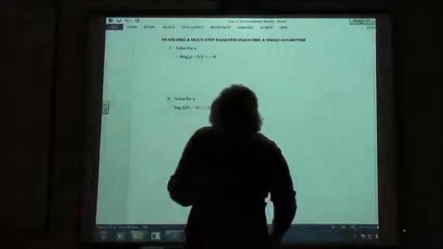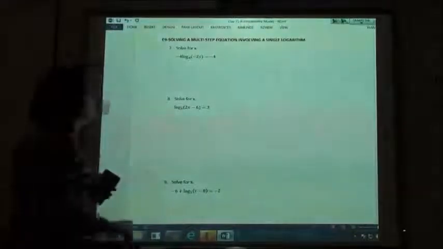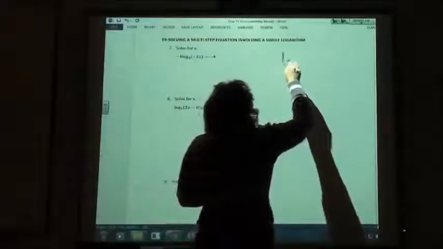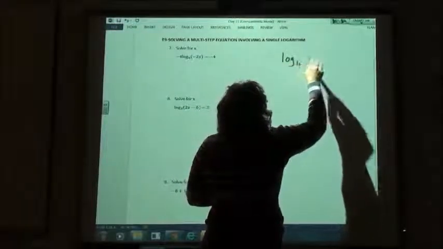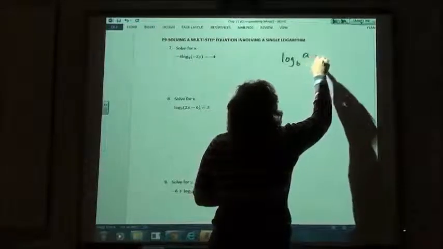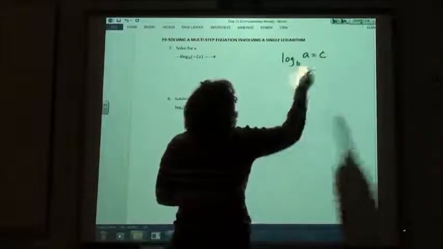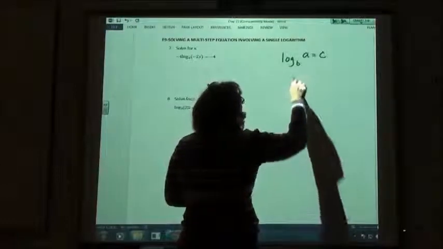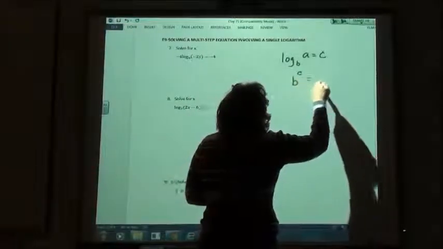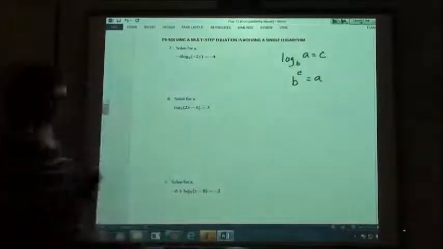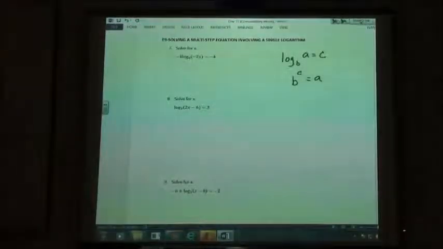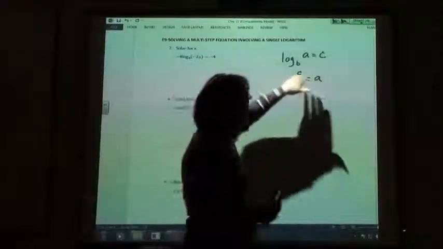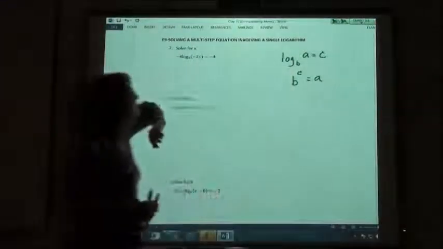Now these ones here are going to do that thing you did with Jane. You had this: log base b of a equals c. And so you rewrote it in exponential form as b to the c power equals a. But before we can do our rearranging, we've got to get it into this form.